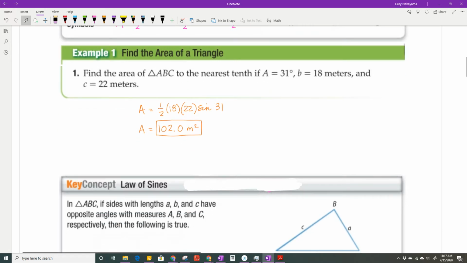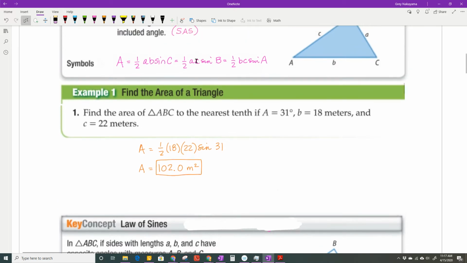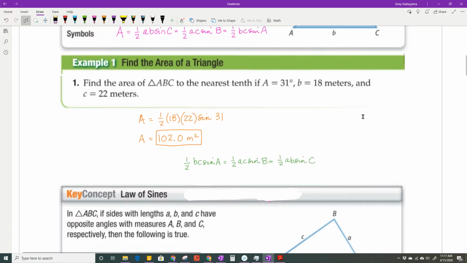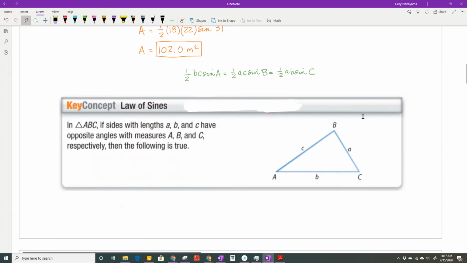Okay, so if you were to take this formula right here, and I'm going to write it again so I can scroll down a little bit: 1/2 bc times the sine of A, 1/2 ac times the sine of B, or 1/2 ab times the sine of C. If you take that and divide each of them by 1/2 abc, then notice what happens. The 1/2 goes away, and the common factors are dividing out, so I'm canceling common factors. If you notice what is left, it's our law of sines.